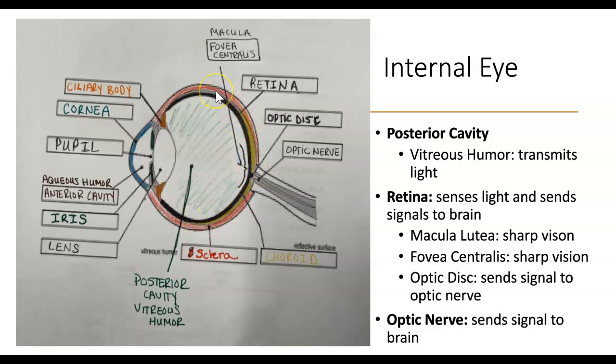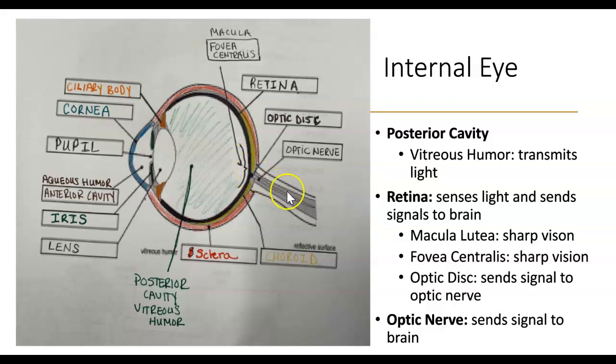The retina senses light and sends signals to the brain via the macula lutea, the fovea centralis, and the optic disc. The best way to think about these is that the retina is sharp vision, the macula lutea is sharper, and the fovea centralis is even sharper. So it basically makes the image sharper as you go through it.